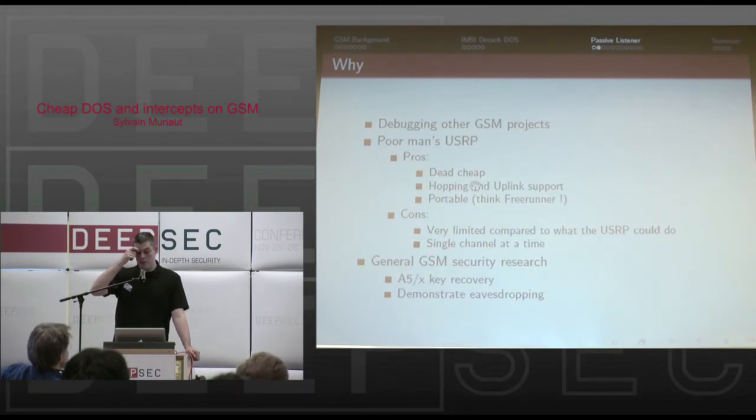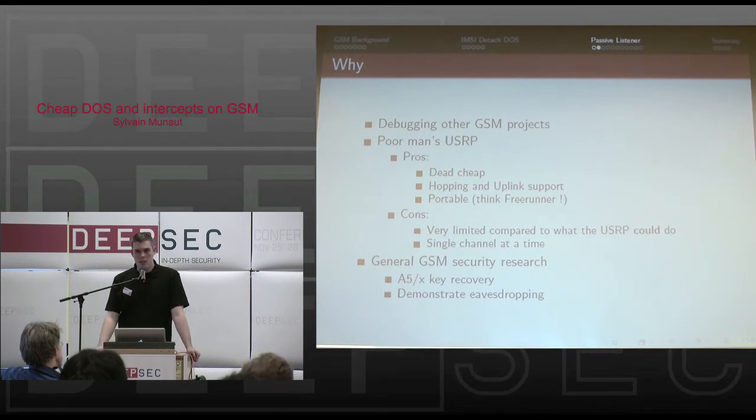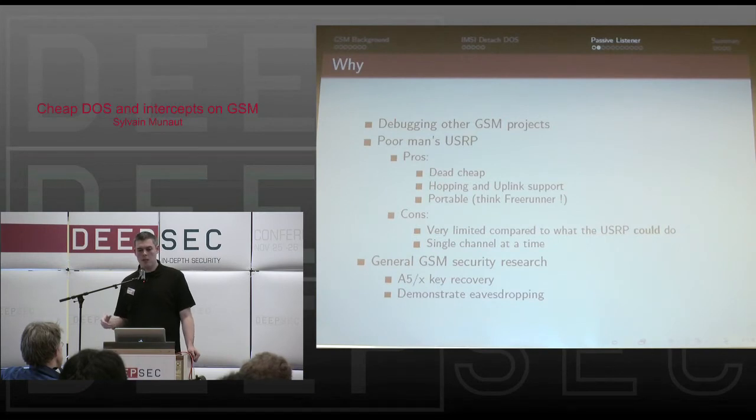Why would we want to do that? Well, for debugging GSM projects, like if you're implementing things like a BTS or Osmocom-BB trying to implement new features, it's always really useful to know what's exactly on the air, because you can buy test equipment that does that, but this is very expensive, and being able to do it for like 20 euro would be really nice. It's basically a cheap USRP. It's kind of different, but the idea is the same.